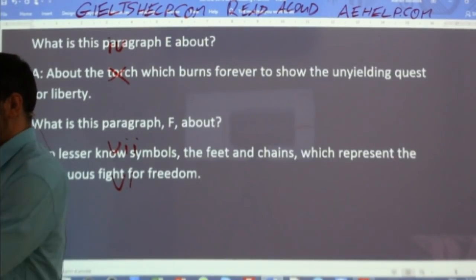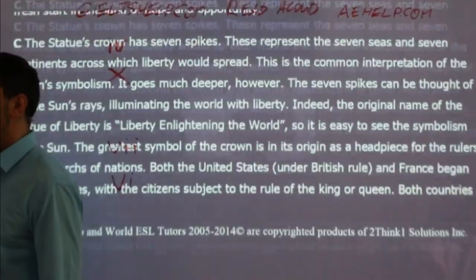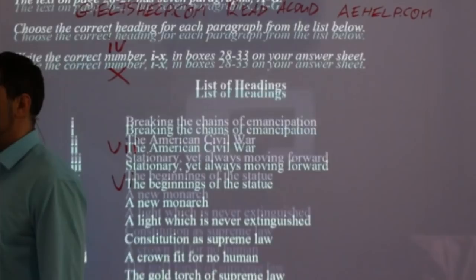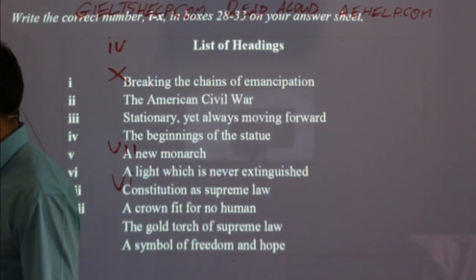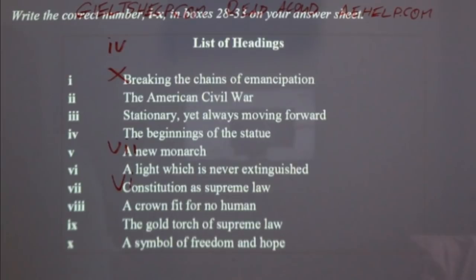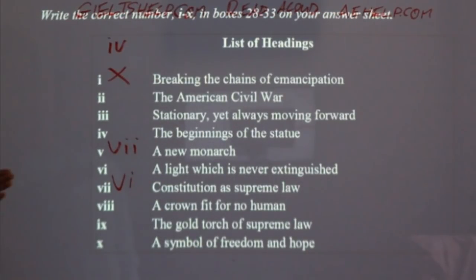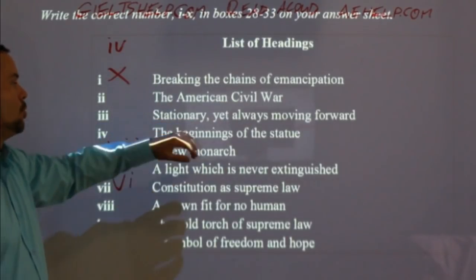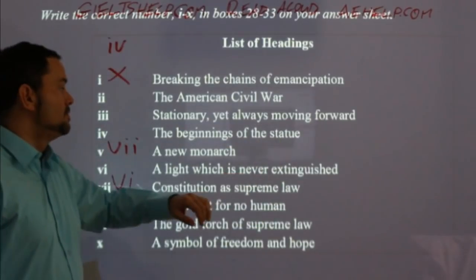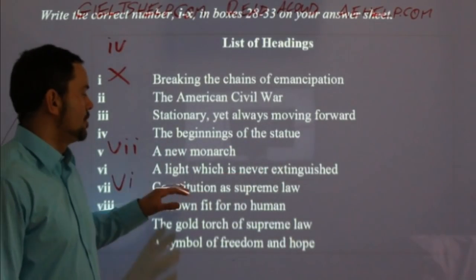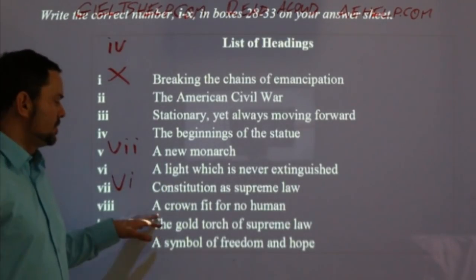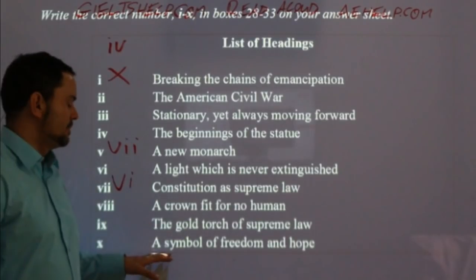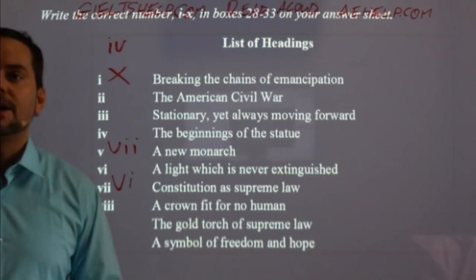Sure. Okay, let's see which of these matches closest to that concept. Two symbols, especially the feet, which symbolize the continuous fight for freedom. So breaking the chains of emancipation, that still doesn't make sense. The American Civil War, stationary yet always moving forward. The beginnings of the statue, a new monarch, a light which is never extinguished. Constitution is supreme law, a crown fit for no human, the gold torch of supreme law, a symbol of freedom and hope. What do you think is the best?